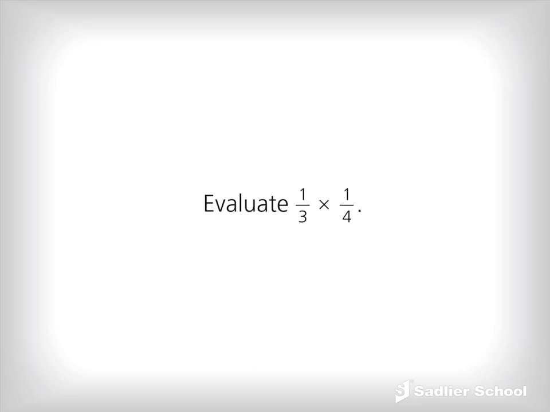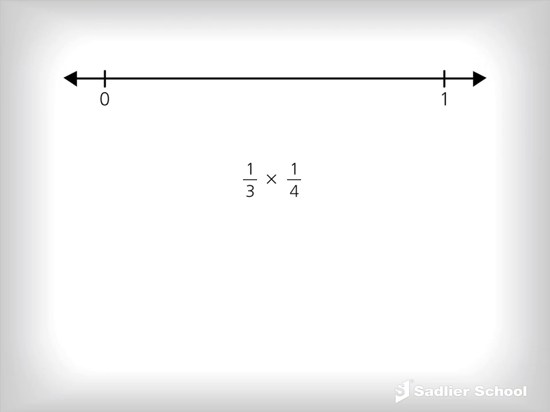We'll start with two unit fractions. Evaluate 1/3 times 1/4. One way to model this multiplication is to use a number line that shows 0 to 1. Start by dividing the number line from 0 to 1 into fourths or 4 equal intervals. Highlight 1/4.